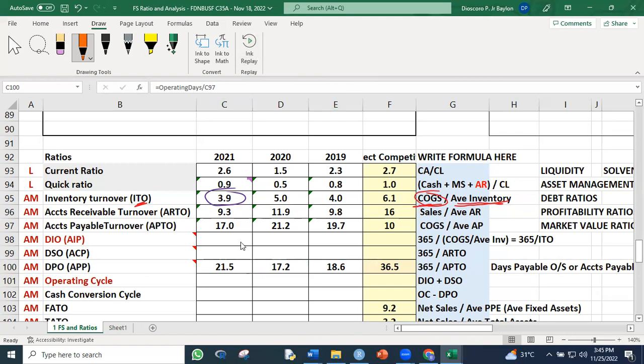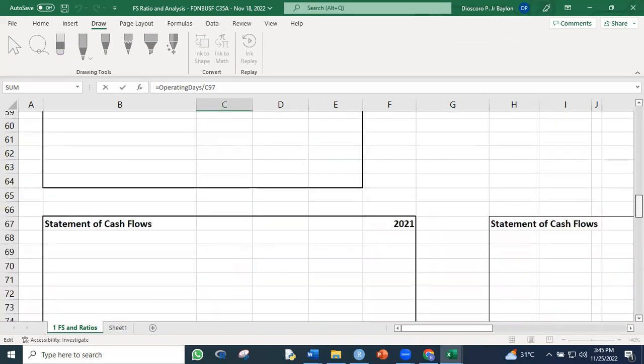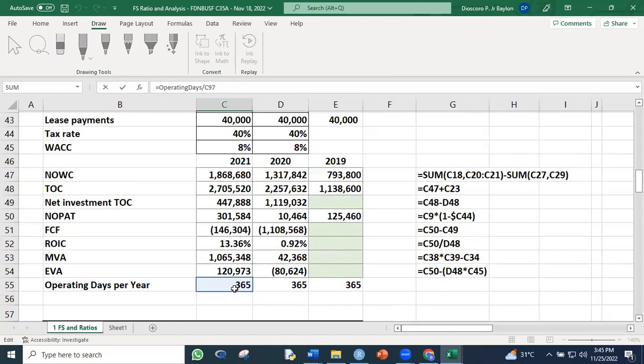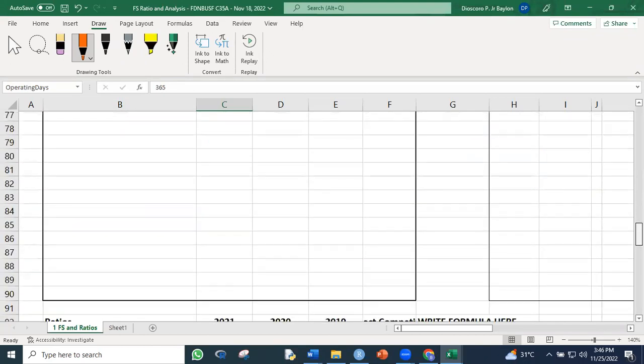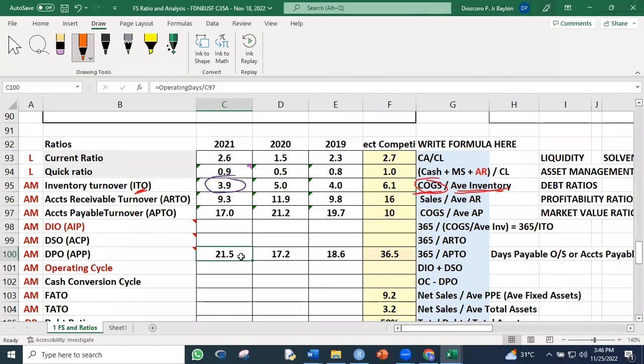Okay, for the DPO, so the formula is the operating days. Where did I get the operating days? I placed here a cell, 365, the same for 2020 and 2019. Actually, we could have used this formula, 365, but I decided to give it a name, operating days. So when we use that, it's operating days divided by accounts payable turnover. This one.